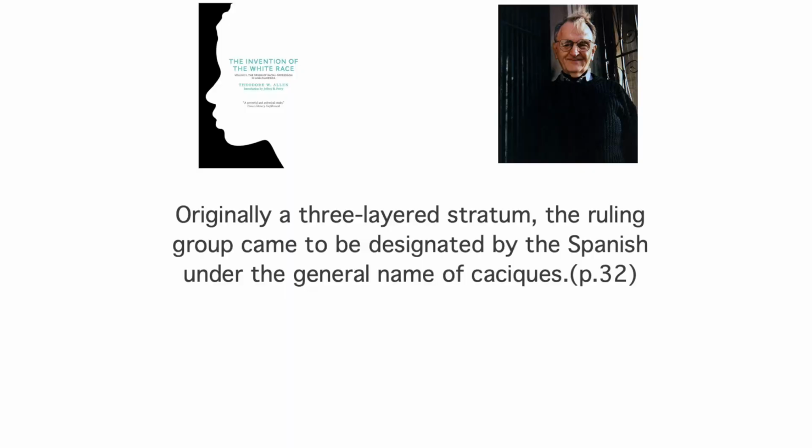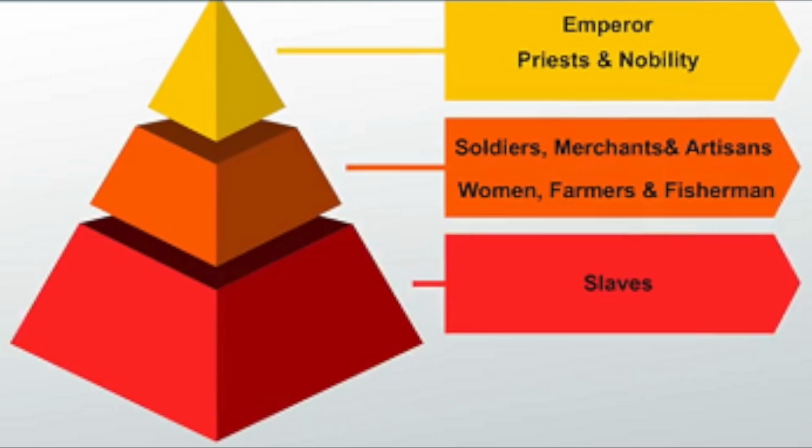Here we go. Originally a three-layered stratum, the ruling group came to be designated by the Spanish under the general name of caciques. So Allen says the Aztec society already had a three-layered social system, which means that the burdened laborers were at the bottom of the system, they had a middle layer filled with other people, and then the ruling group of people were at the top, right? And this was the class structure that they had.